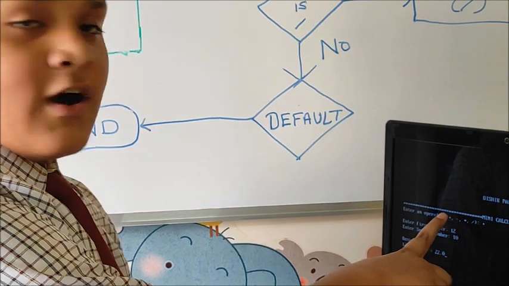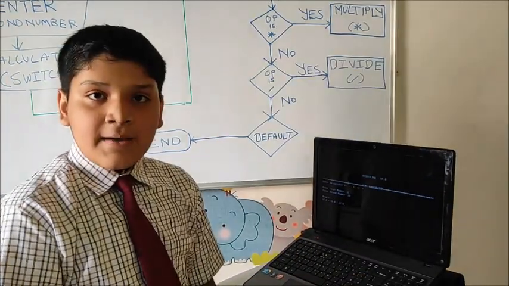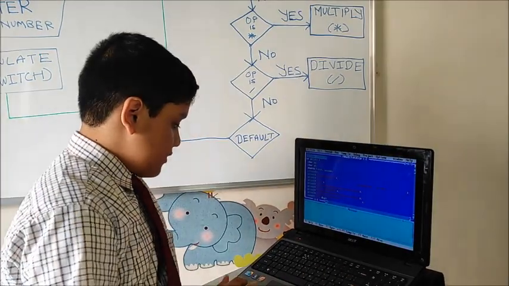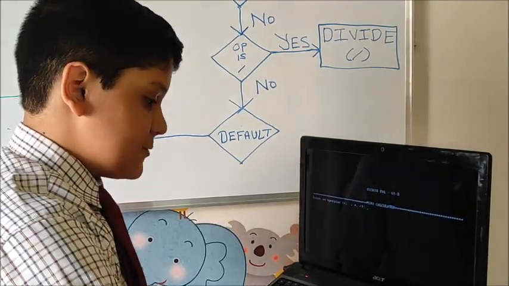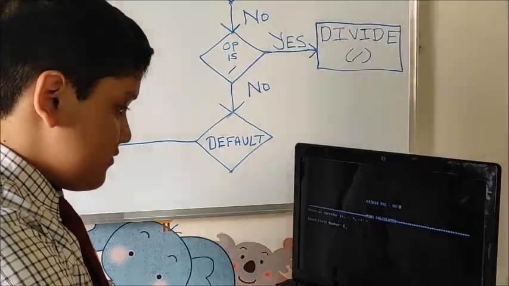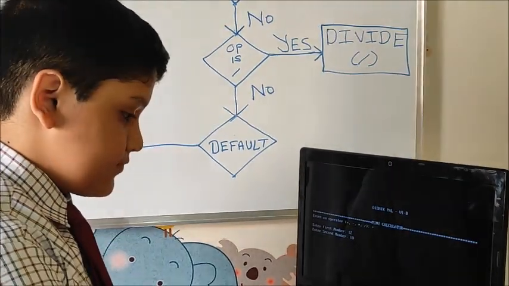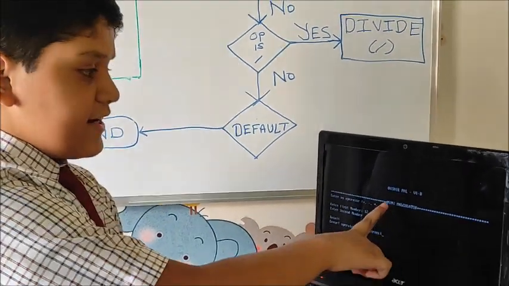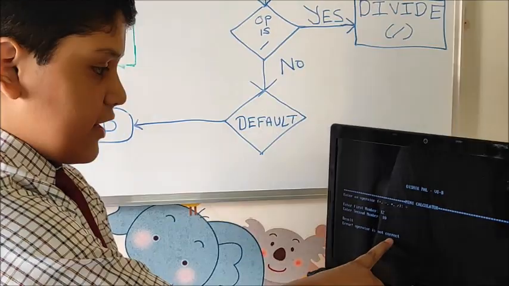It can be applied with all the other operators. Now I will show you what happens if I press a default operator. Now I will press is equal to. After that, I will press Enter and enter the numbers. As you can see, if I enter a default operator, it will show result error, operator is not correct.